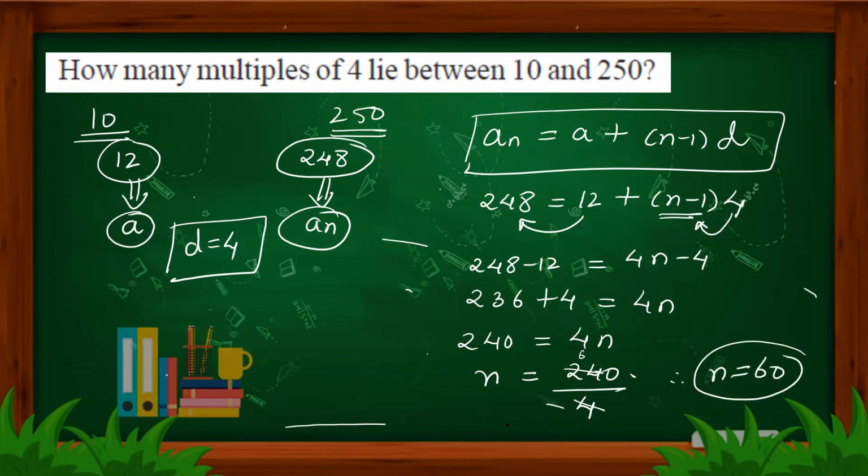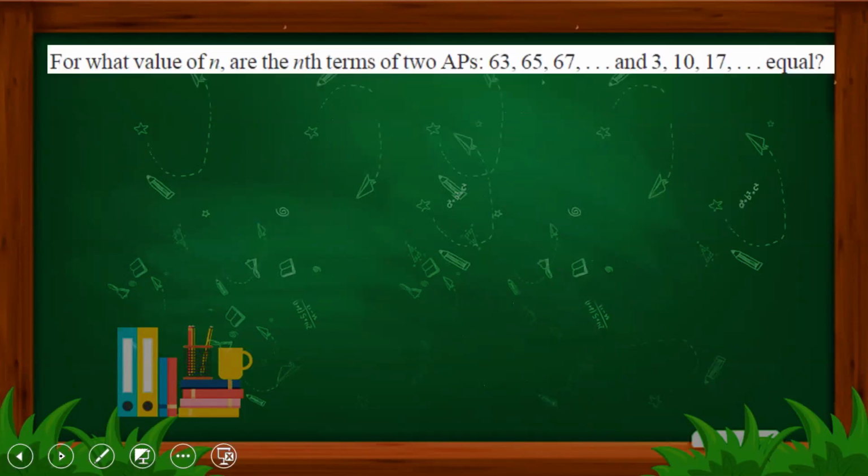So that means at the end, you should write this statement: there are 60 multiples of 4 which lie between 10 to 250. That's the last, your answer. Right? Then we have, for what value of N are the nth terms of two APs, this and this, equal?